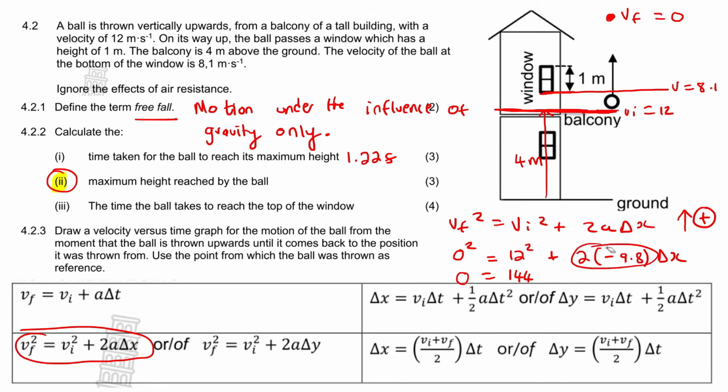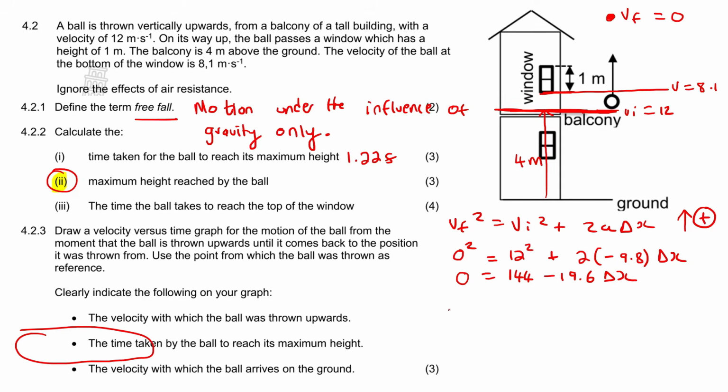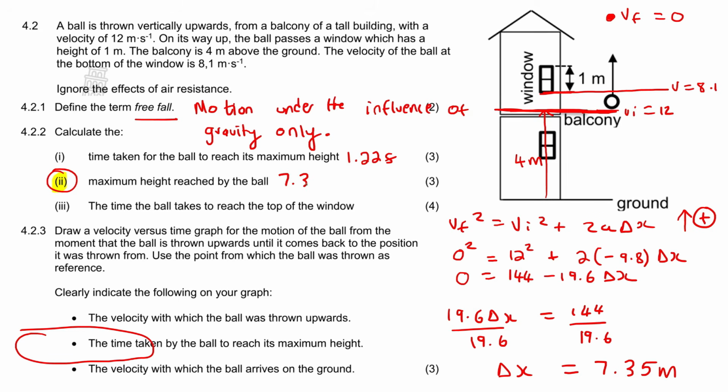Now this becomes negative 19.6 delta x. And then we're going to take the 19.6 delta x over to the other side, so 19.6 delta x equals 144. Divide both sides by 19.6 and we end up with delta x equals, to 2 decimal places, 7.35, and that's measured in meters. So there we've got that one, 7.35 meters.